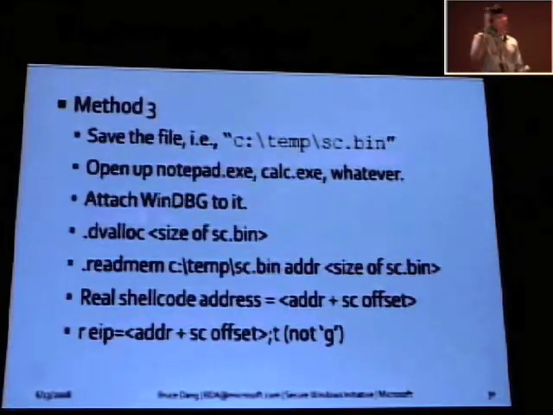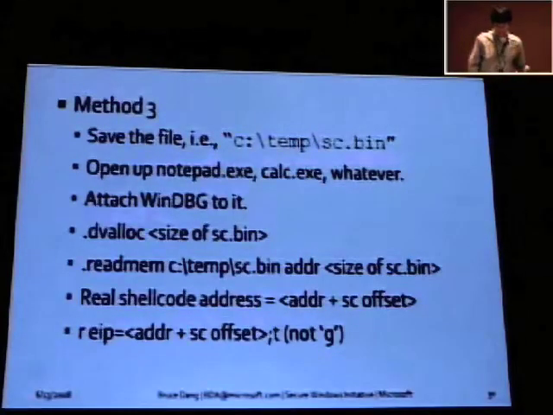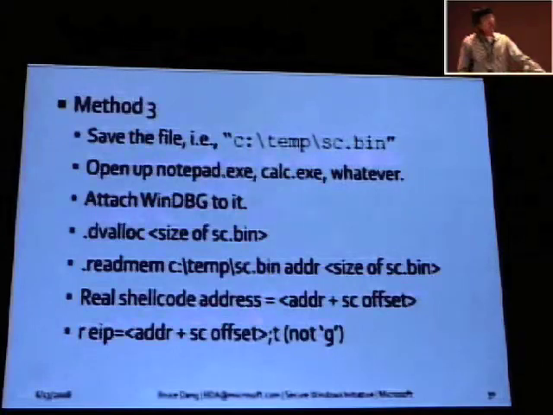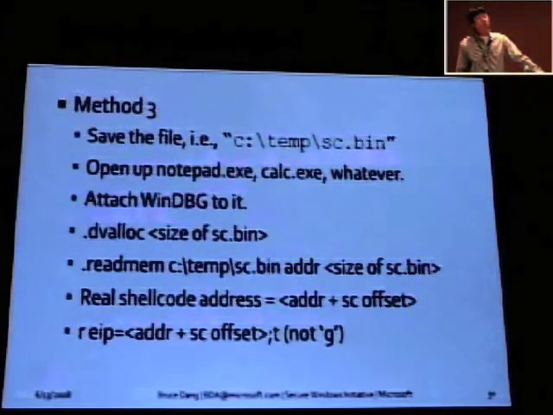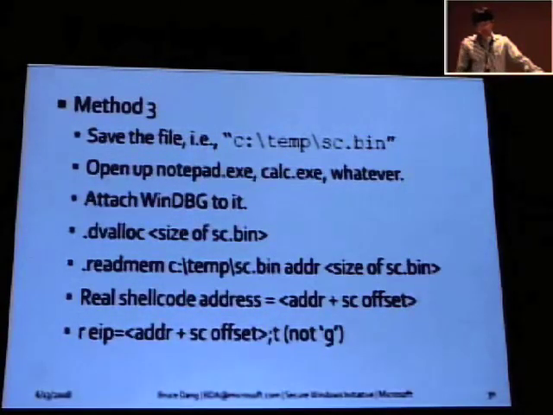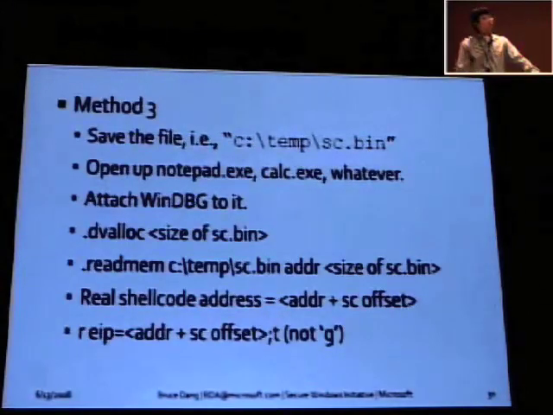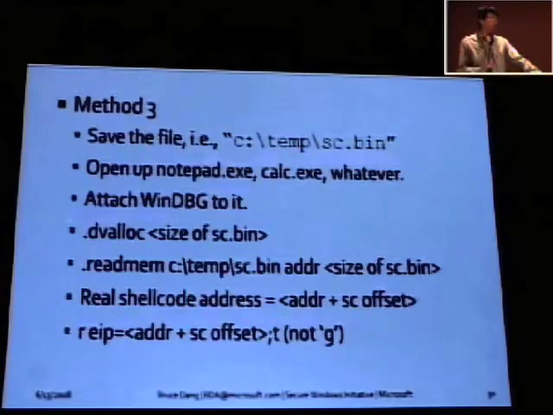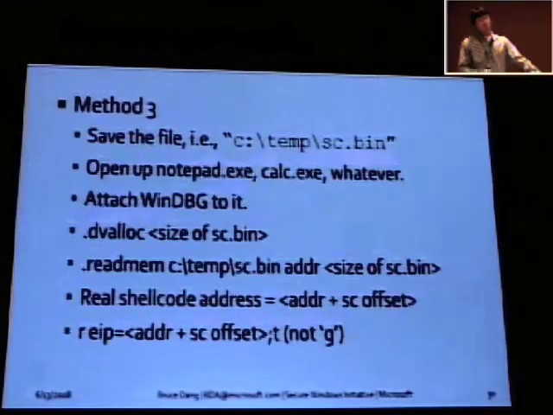So what dvlock does is allocate a block of memory with read, write, and execute permission. And then read mem is kind of obvious. It reads the content of a file into a block of memory. So what you do is you figure out how large this file is, you allocate a block of memory to store that, and you read the file into that block, and then you figure out what the shellcode is, and you set the EIP to that, and then you can single step.